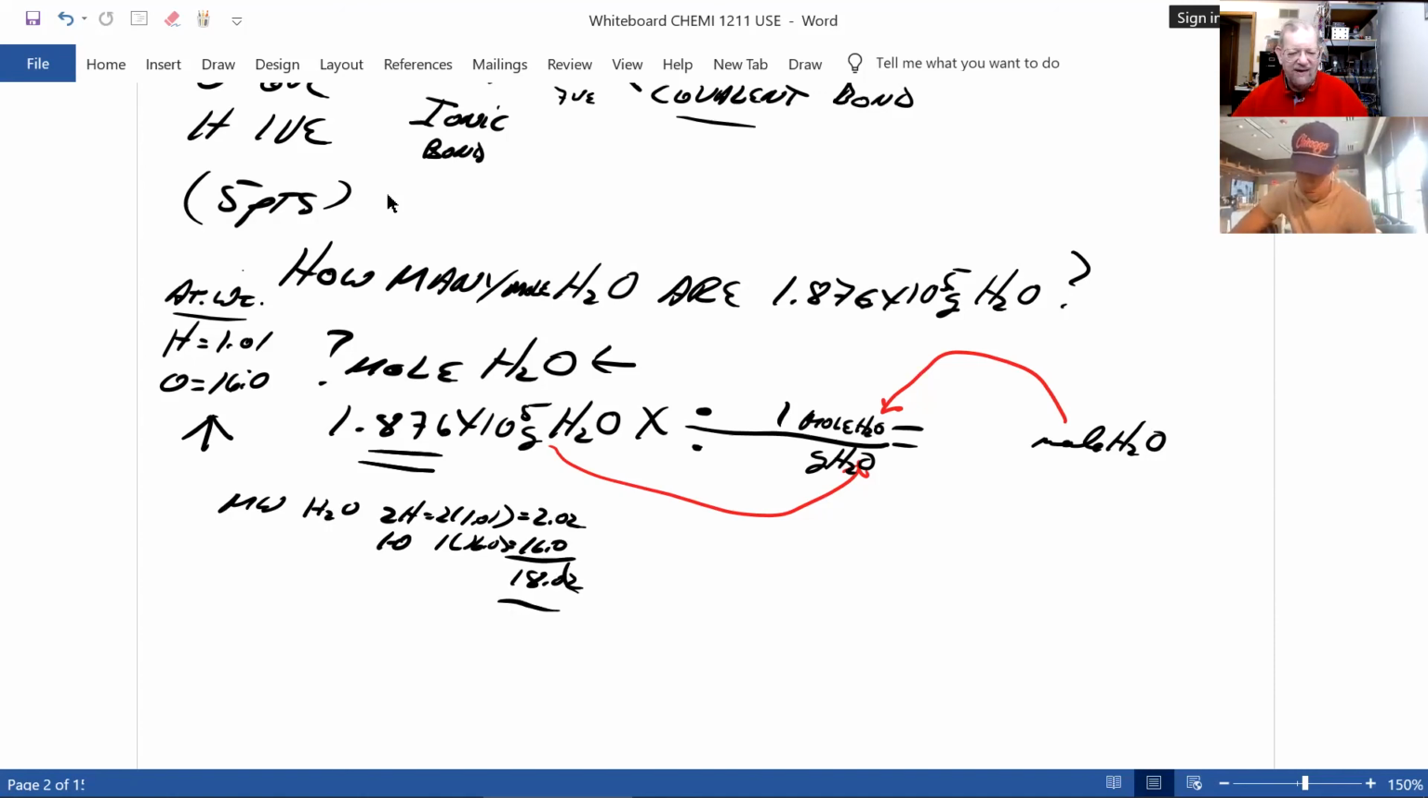And you get 18.0. This is 4 significant figures. This is 3 significant figures. This is an exact number. So my answer should be 3 significant figures. And if you don't know how to use your calculator for scientific notation, please see me tonight.